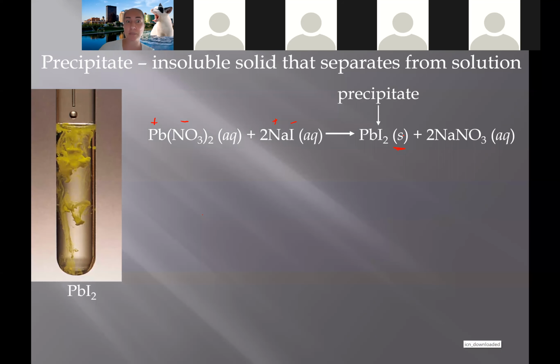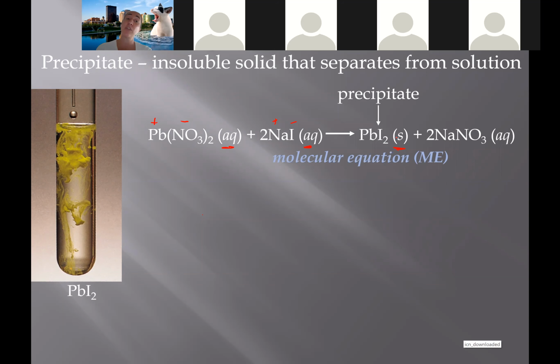So how do you know it's a precipitation reaction? You have two aqueous solutions reacting together to form a solid. That's how you know it's a precipitation reaction. That's it, super simple. But anyway, this is called the molecular equation. It's just the first normal equation.